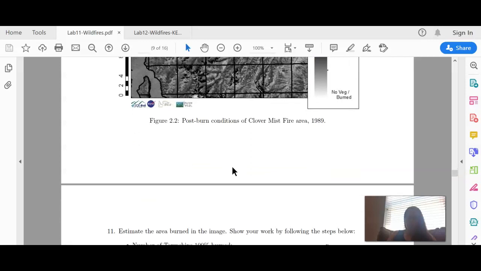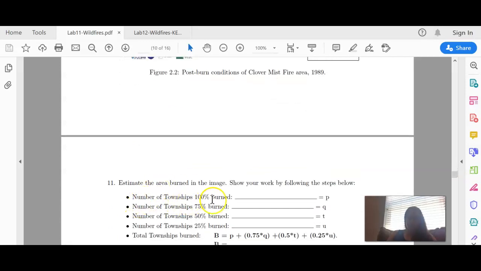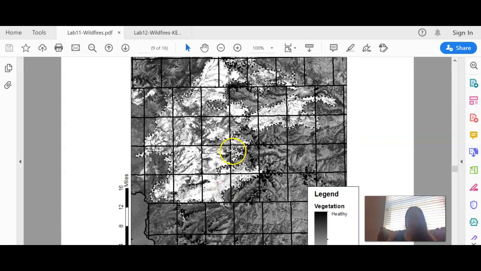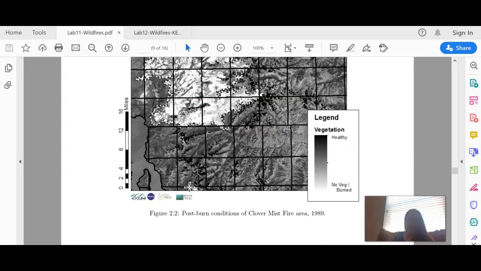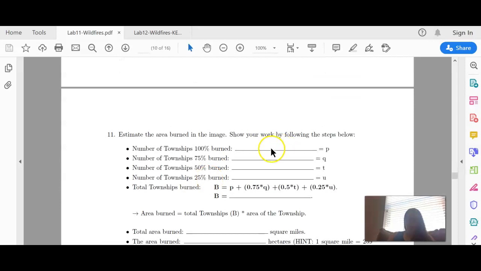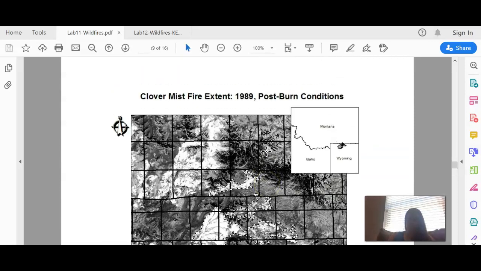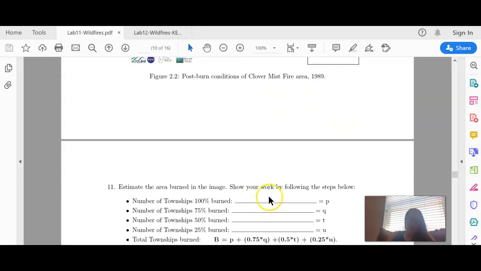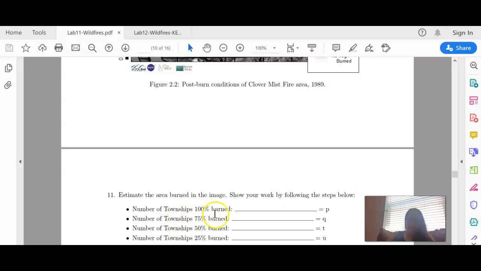So for the first one, number of townships that were 100% burned. For example, I would consider pretty much all of these 4 to be 100% burned, maybe even this one. So I would put down 5 right here. And there are some up above too. This one would also be. So maybe 6, 7 even. Would be 100% burned.